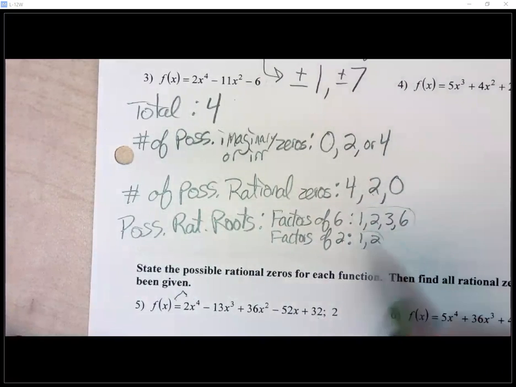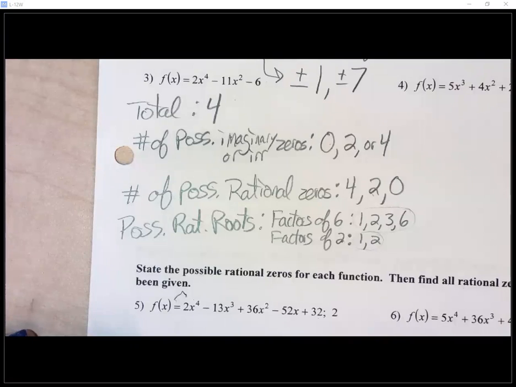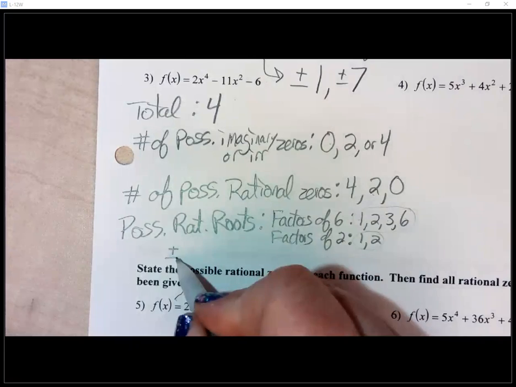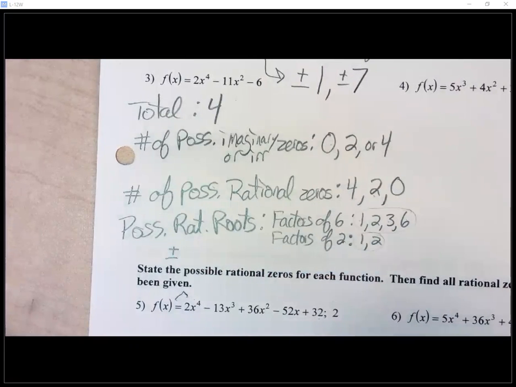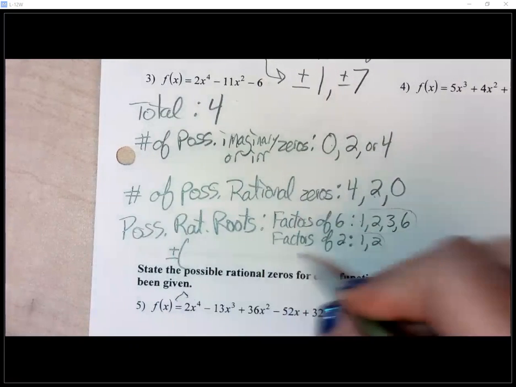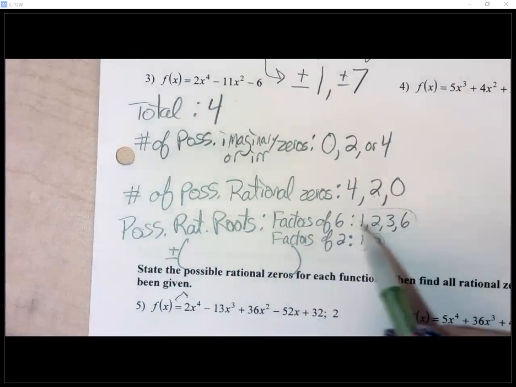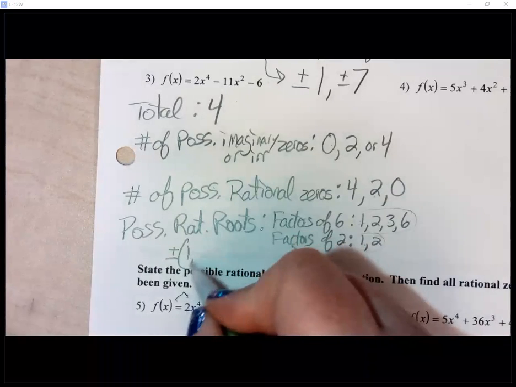So it'd be positive negative one, positive negative two, positive negative three, positive negative six, then it would be positive negative one half, positive negative one, positive negative three halves, and then positive negative three. Yes, so let me explain what she just did. She took all of these four numbers and divided them by one. Sometimes people, instead of writing positive negative again and again, just say positive negative all of these. So if I do all of these four divided by one, I just get one, two, three, and six.